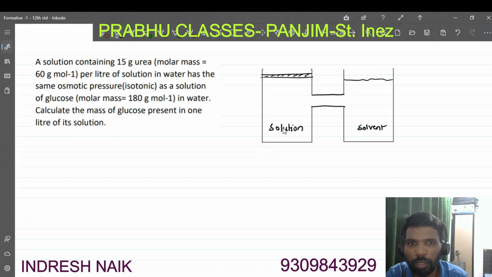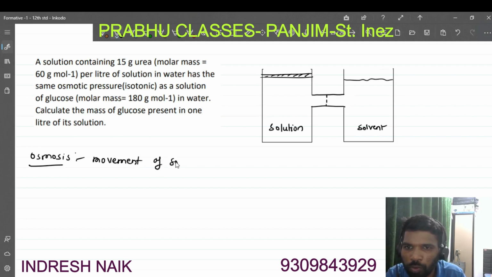Here, this is a solution. Here, there is a semi-permeable membrane. What is osmosis? Osmosis definition. We'll stick to this definition. Osmosis, by definition, is a movement of the solvent molecules.